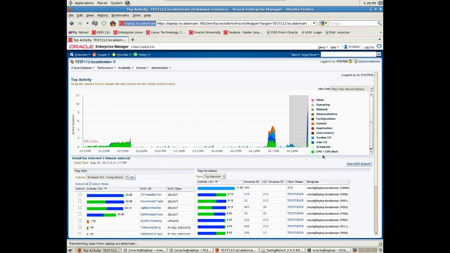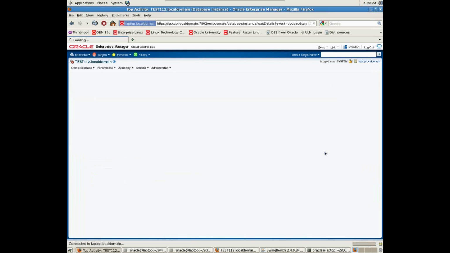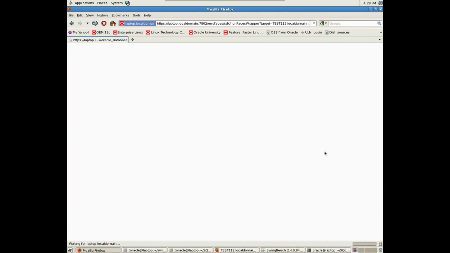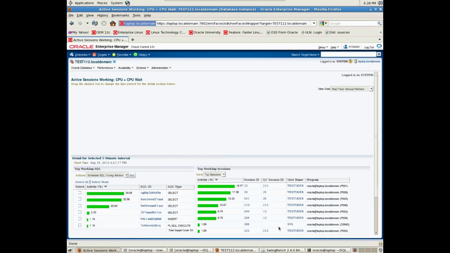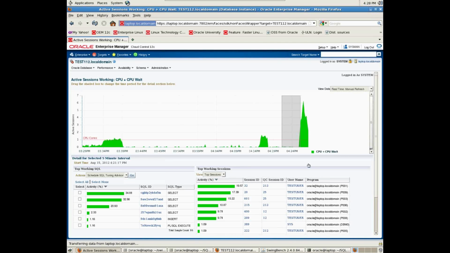Okay, so if we look in particular at CPU plus CPU wait right here in top activity, we can drill down into different wait classes and see how much activity is associated with that wait class. Although in CPU, for example, it's not so much a wait class as it's about CPU consumption. But I can drill into just which sessions and which SQL statements are consuming CPU.